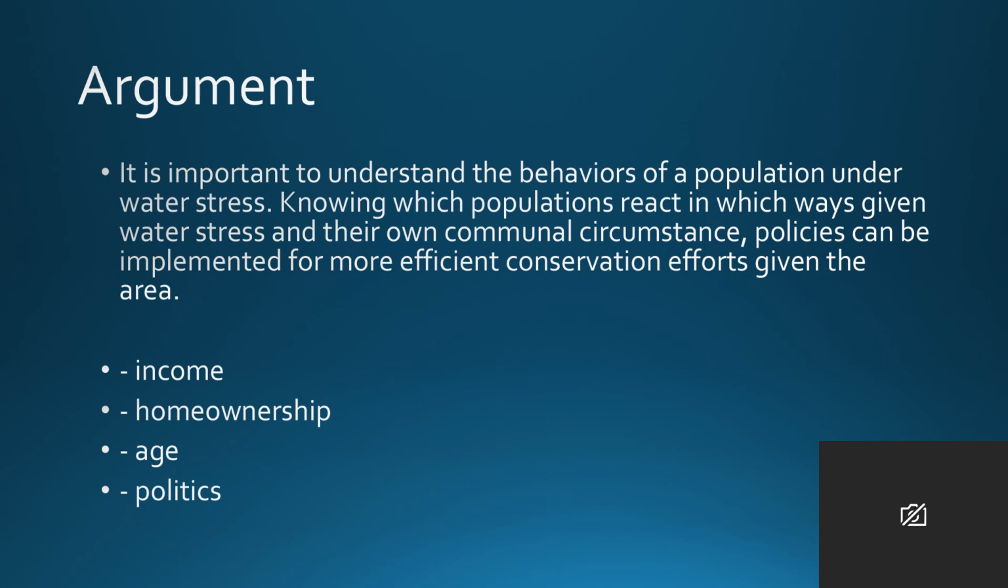So factors like income, home ownership, age, politics, race all play important roles in how a population reacts to water stress. And knowing how each one of these factors affects a population's behaviors allows a government, for example, to implement policies that will more efficiently affect their own population to get the end result of better water management.